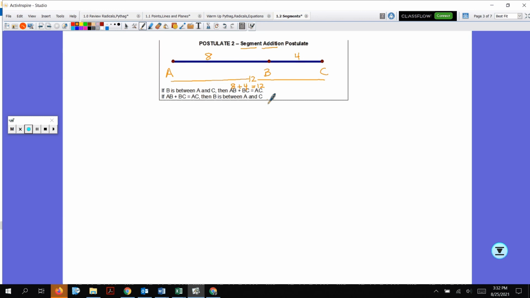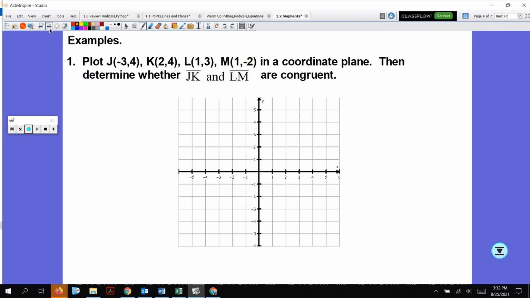All right, let's do some graphing. It's probably been a minute since you did some graphing, okay? So you have this beautiful coordinate plane on your paper. First, I'm going to plot JK. I'm going to plot JK in red. Okay? J is negative 3, 4. J is negative 3, 4, right?